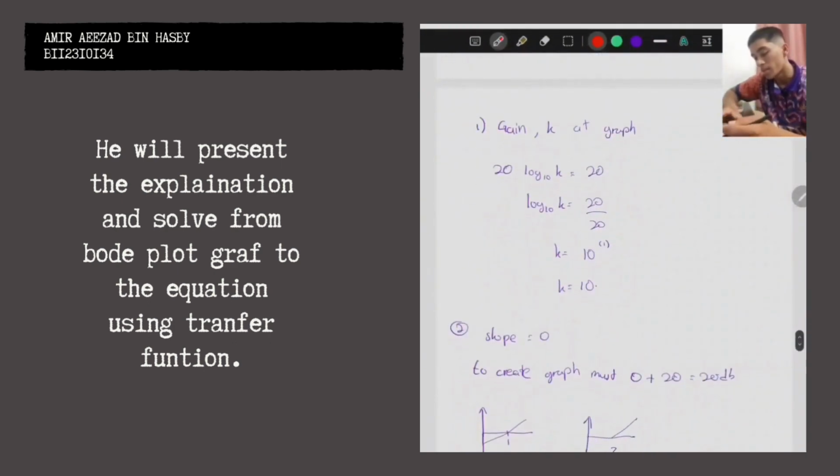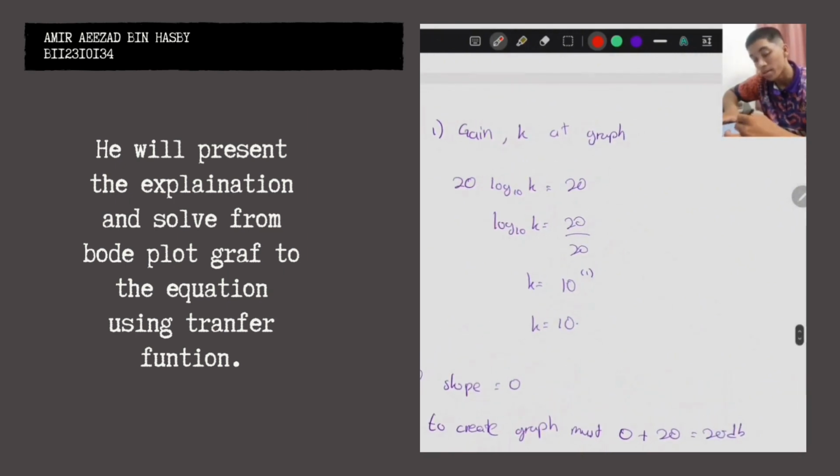So based on the transfer function equation, we know that 20 log 10k equals 20. So we use k as the subject to find the value. Therefore, we get k equal to 10. So this is the first part.